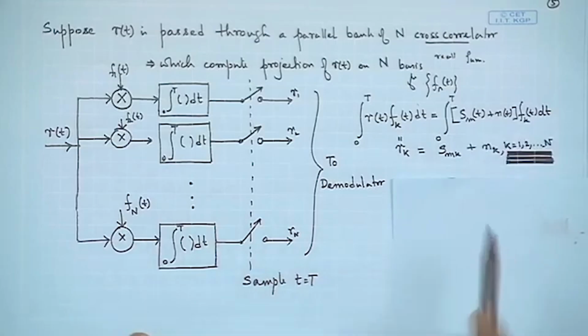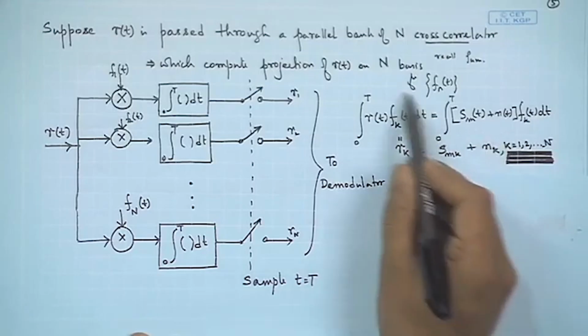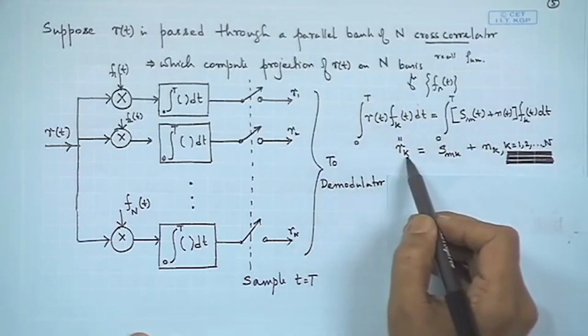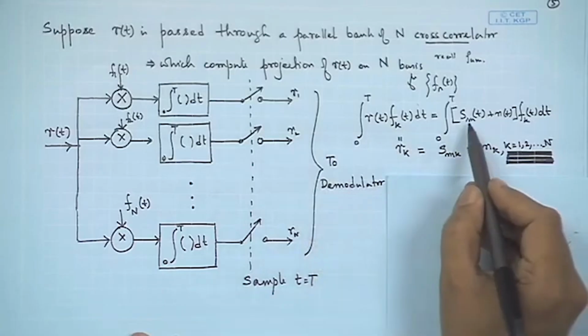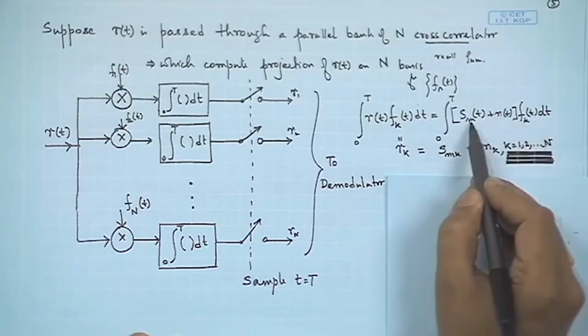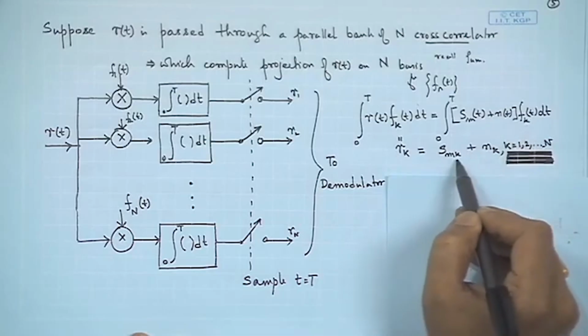So, now if you look at this particular expression which we had just explained, the left hand side is simply r k, k equals 1, 2, 3, 4 up to n different dimensions, and the integration of this term S m t with f k t is the projection of the mth waveform on the kth basis. So, we write S m k.